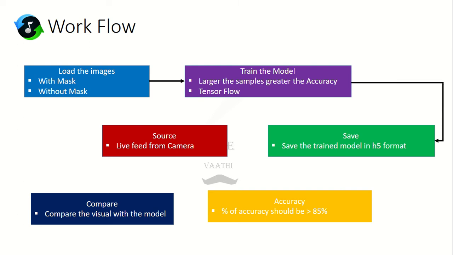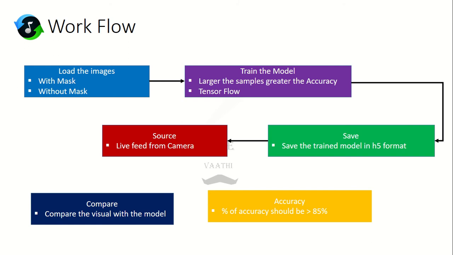Then we have to save the trained model in an H5 format, which we'll use for later reference. So the first part is to train the model and save it in a file for convenience. If not, you have to do the training each and every time, and this entire training will consume a lot of time, depending upon the number of images we use. In my case, it took roughly 30 minutes to train my models, and I used around 500 plus images with mask and 500 plus images without mask.